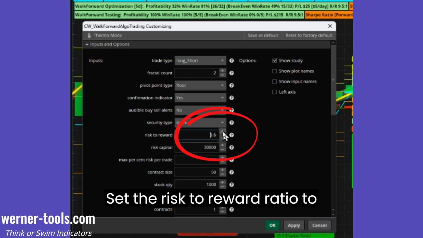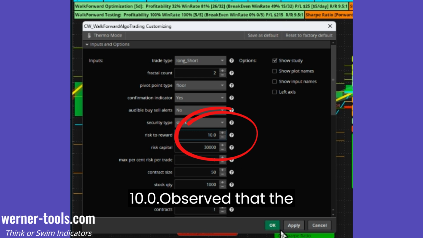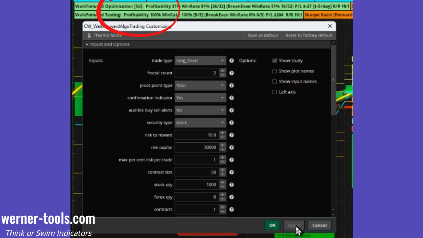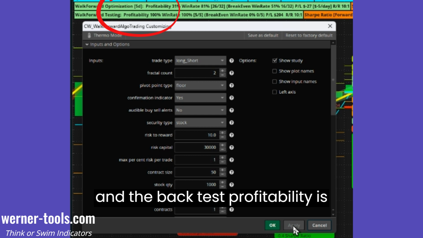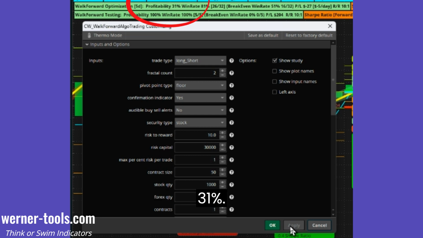Set the risk-to-reward ratio to 10.0. Observe that the forward test profitability is 100% and the back test profitability is 31%.